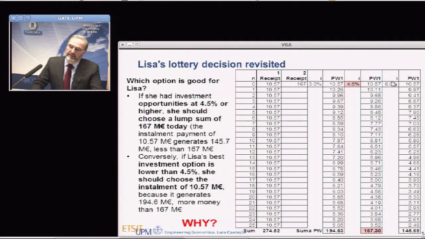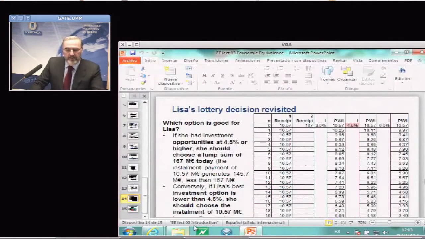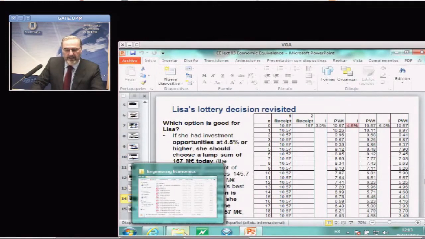But if the interest rate is 6%, the present worth of option 1, the installment payments, will be 145. So we will prefer today to have 167 million euros than 145 million euros. It's self-evident. So that's the slide we saw last day.